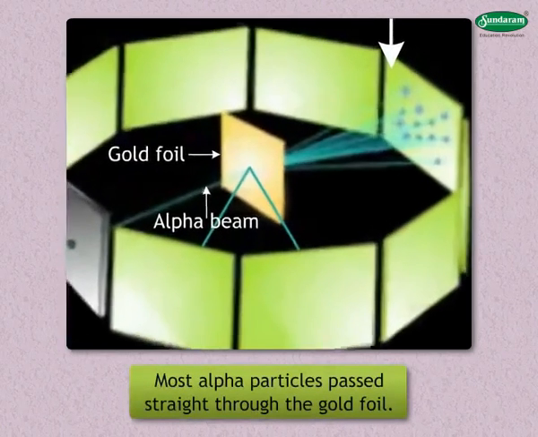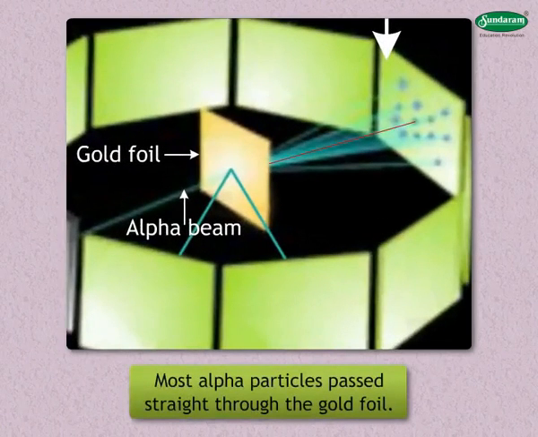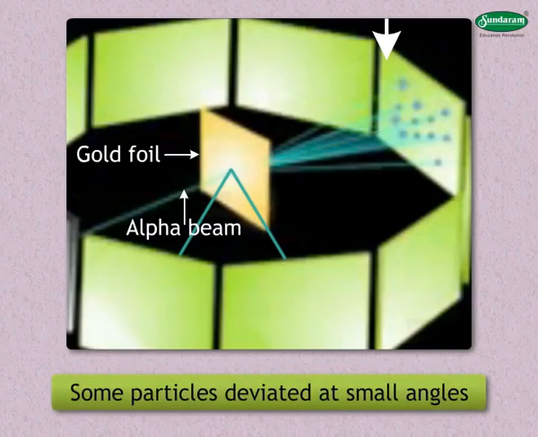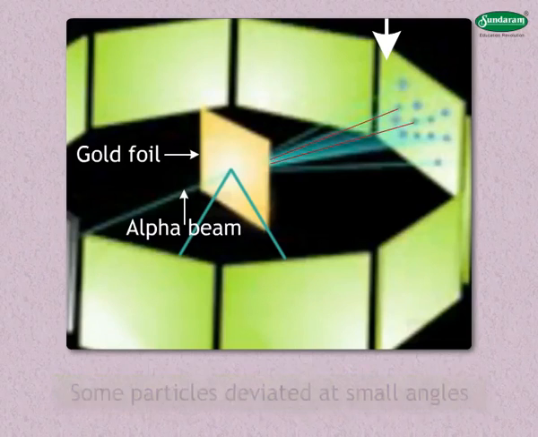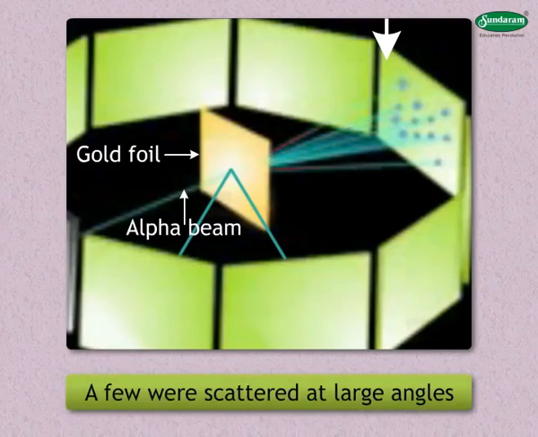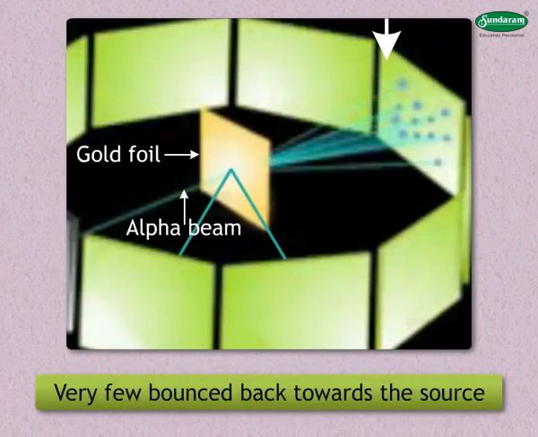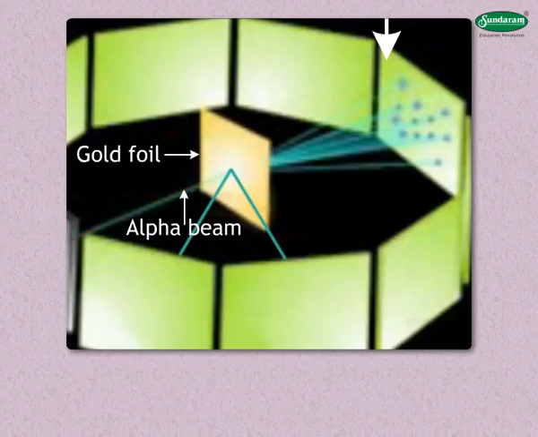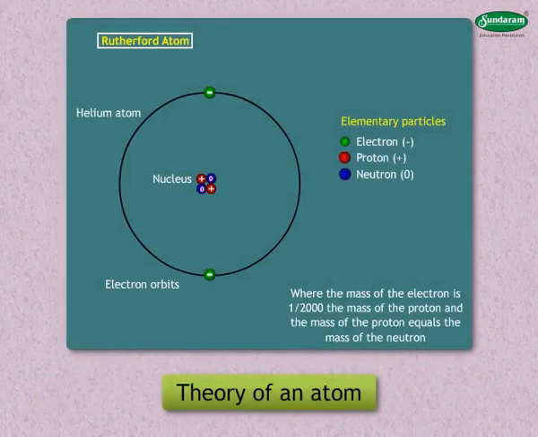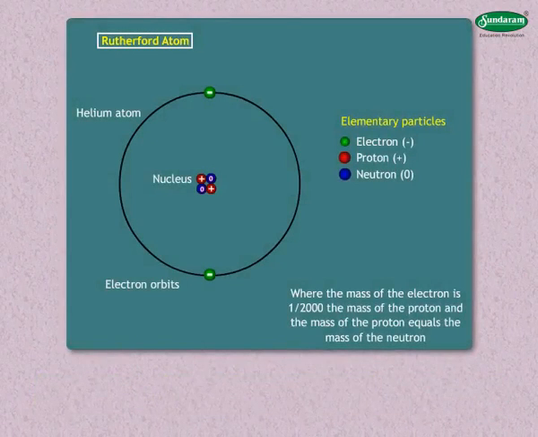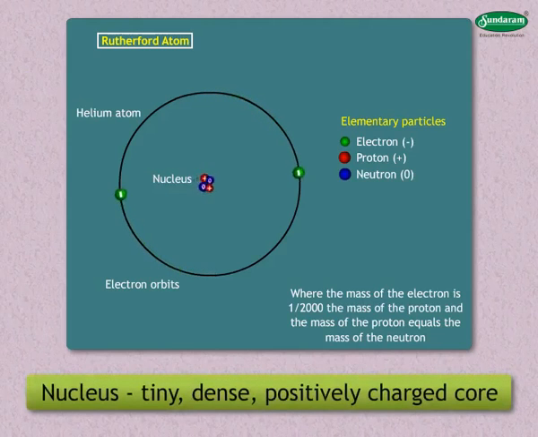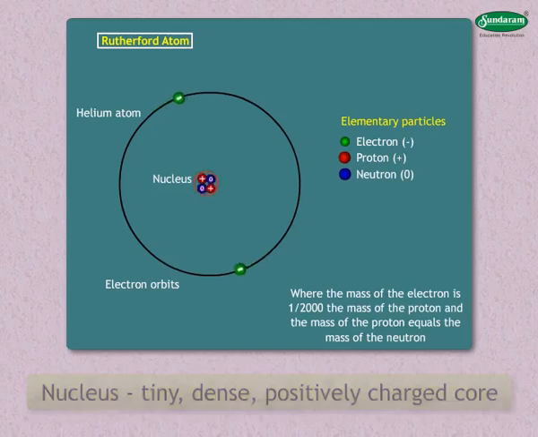Most alpha particles passed straight through the gold foil. Some of the particles deviated at small angles. A few were scattered at large angles. Very few bounced back towards the surface. Using these observations, he formulated the theory of an atom. According to this theory, 1. An atom has a tiny, dense, positively charged core called a nucleus, in which nearly all the mass is concentrated.